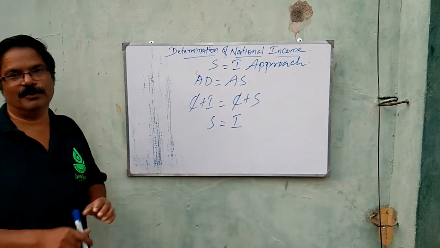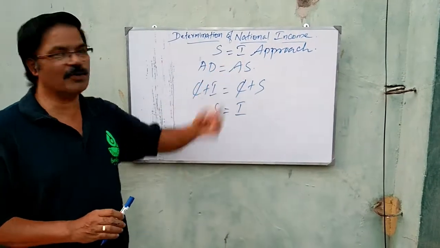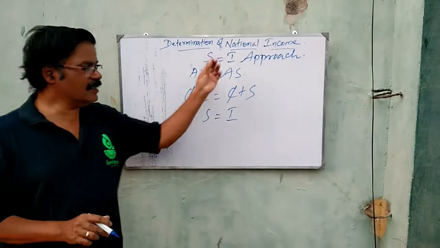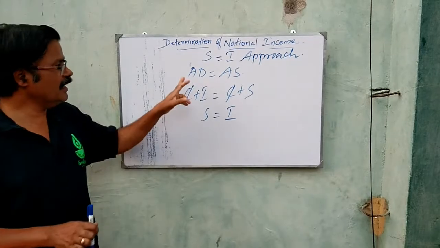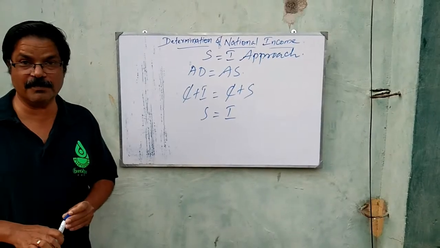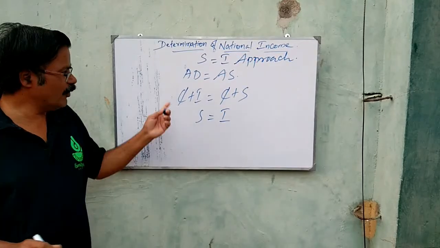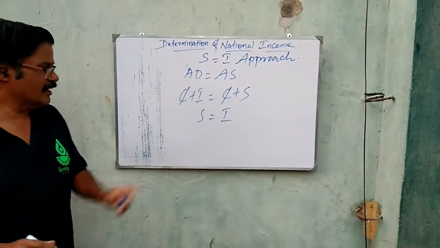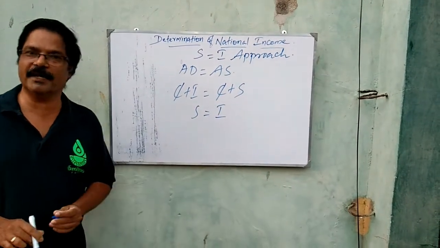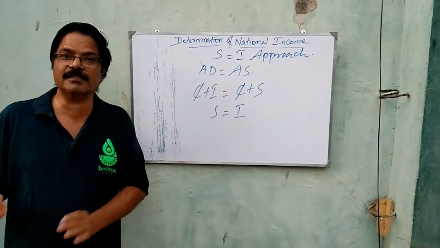Now let us go on to determination of national income and employment by the S is equal to I approach. Saving is equal to investment approach. Remember, the S is equal to I approach is derived from the AD is equal to AS approach. You know, AD is C plus I, consumption plus investment, and AS is equal to consumption plus saving. So C plus I is equal to C plus S. Cancelling C on both sides, you get I is equal to S, or S is equal to I approach. So the S is equal to I approach is derived from the AD is equal to AS approach.